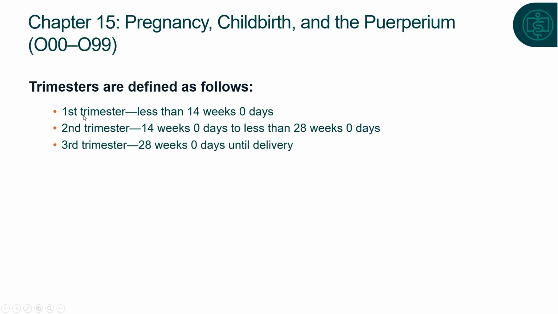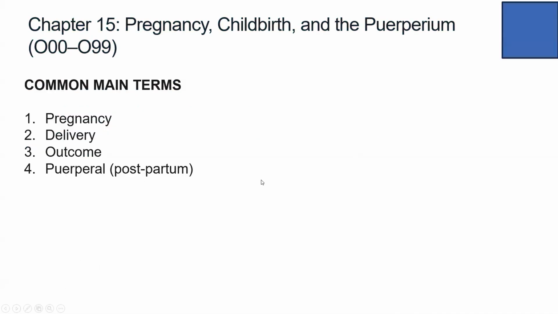Again, we have codes that are based on first, second, third trimester. And if you know what the trimester is and how many weeks the patient is, it's much easier if you have these memorized to pick the code quickly. So I know throughout the course, we have gotten lots of questions about main terms. So in looking up codes for pregnancy, childbirth, and the puerperium, we are going to have some common main terms that we're going to use to look up these codes.